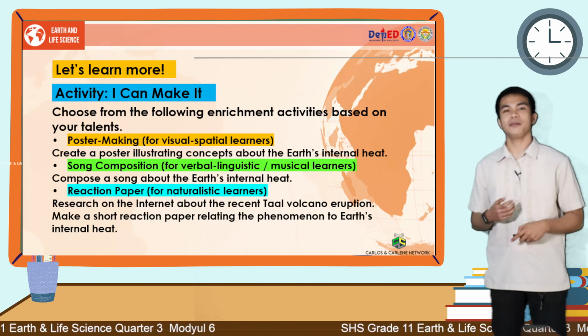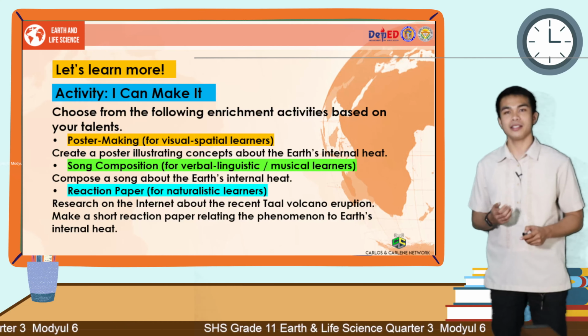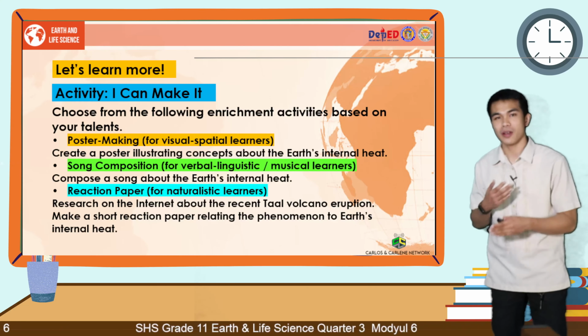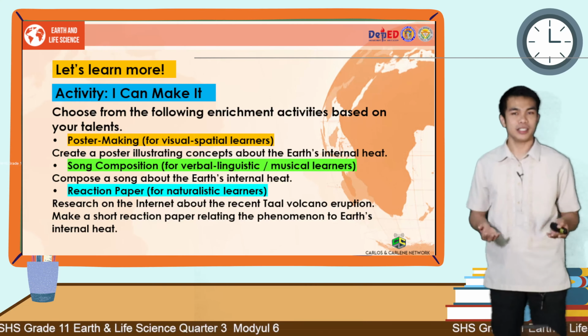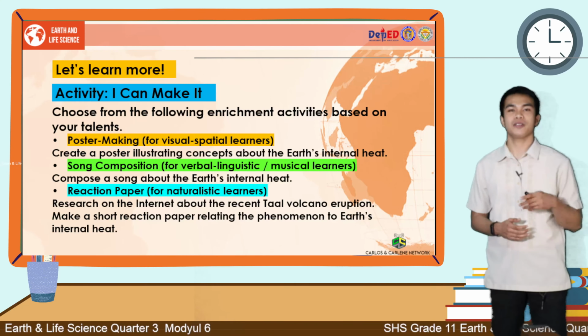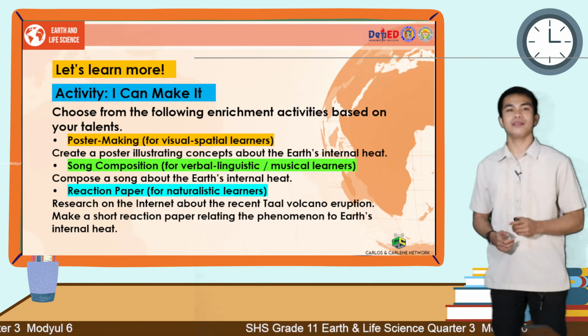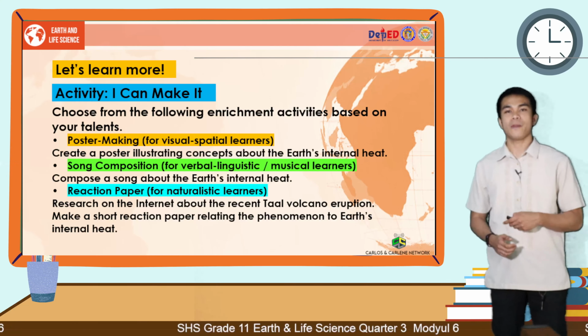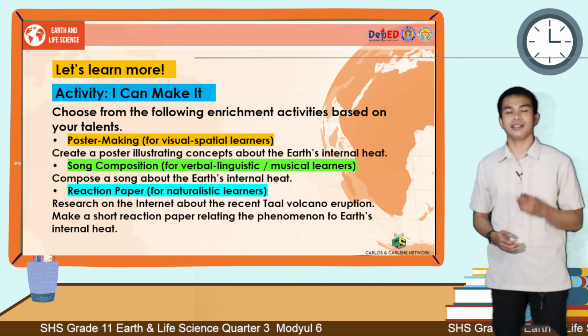And for verbal linguistic or musical learners, you're going to compose a song about the Earth's internal heat. And then for naturalistic learners, who are Mother Nature friendly, you are going to research on the internet about the recent Taal volcano eruption. Make a short reaction paper relating the phenomenon to Earth's internal heat.